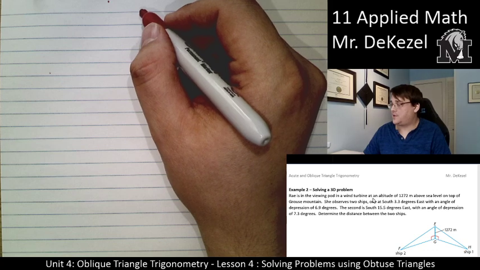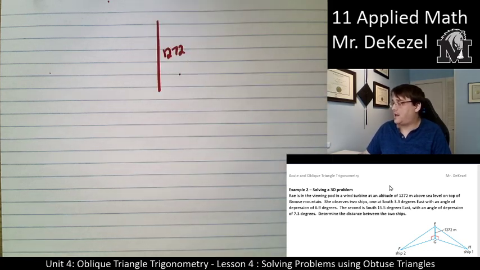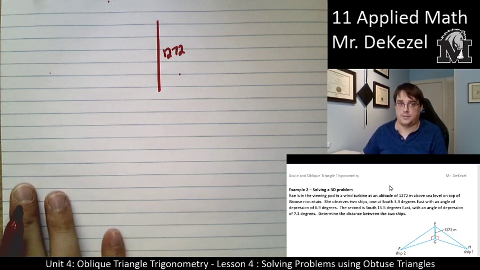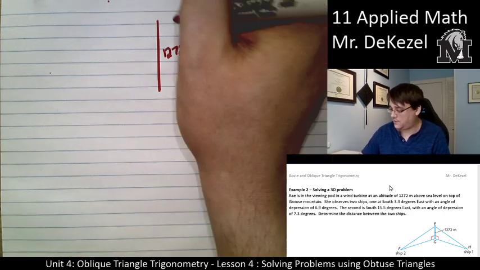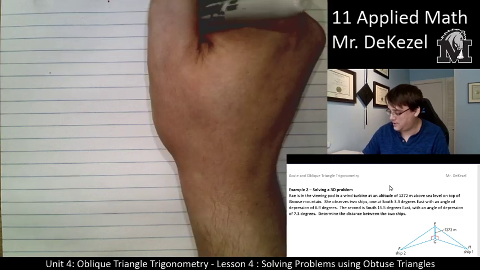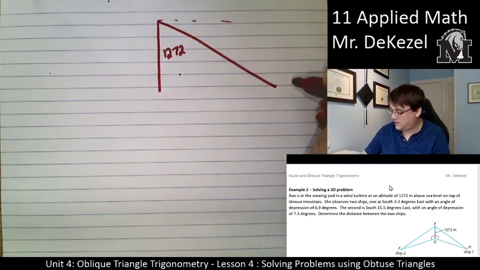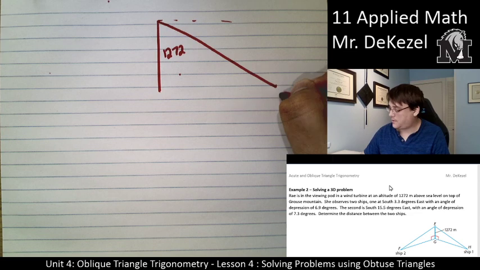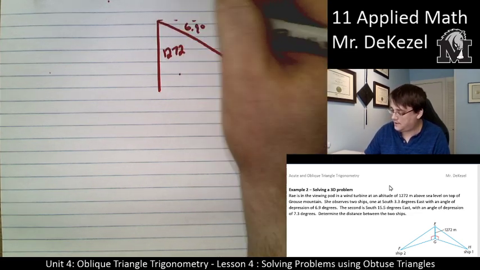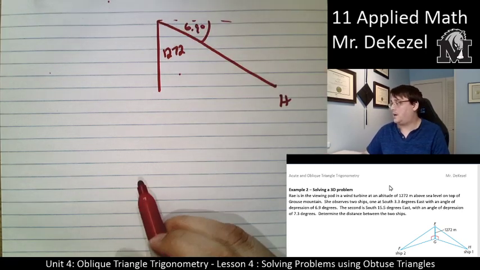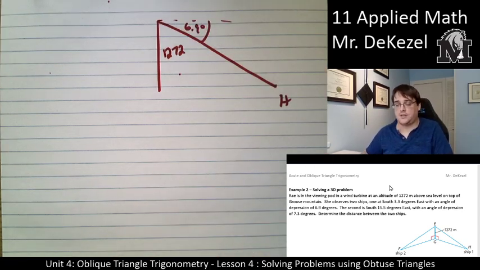She observes two ships, one south 3.3 degrees east, and I'm going to get to that part in another problem here, with an angle of depression of 6.9 degrees. So let's do that one first. So the angle of depression is from the horizontal. So from there, she's looking over here to see a ship. We're going to say that is H, and the angle here is 6.9 degrees. Also looking southeast, and I'll get the directions in another diagram again later.